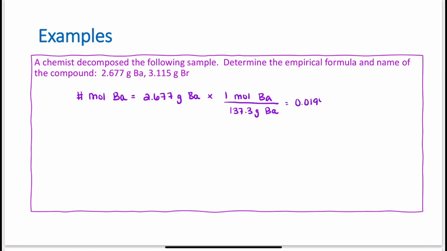Calculate this out and I get 0.01950. Notice I have 4 sig figs, so I'm adding an extra 0 to keep my sig figs right. Moles of barium. We do the same thing for bromine. Number of moles of bromine. I have 3.115 grams of bromine.